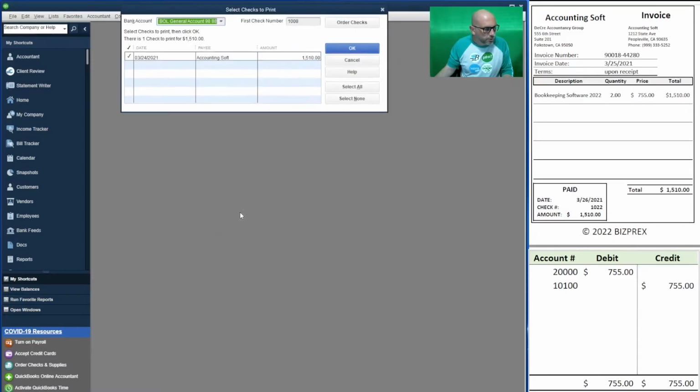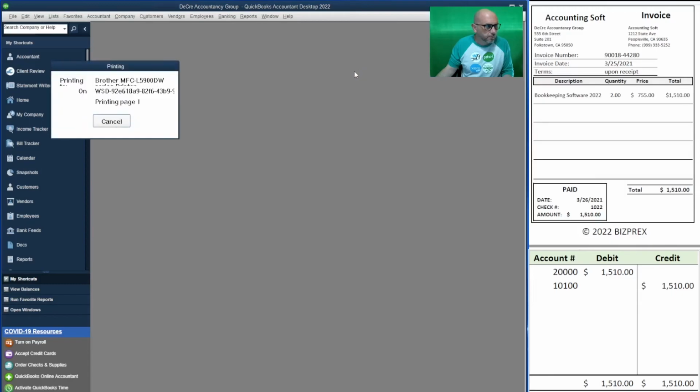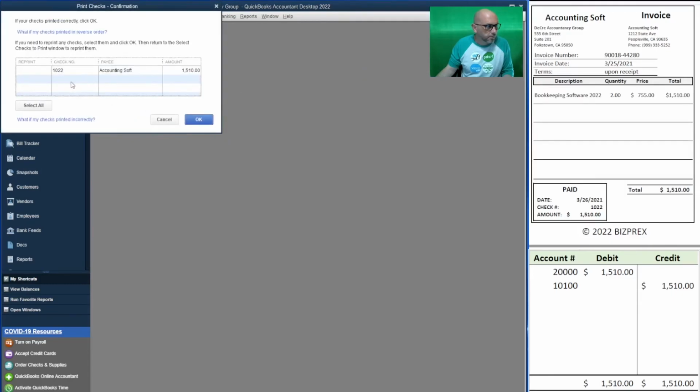Okay. Print checks. Just need to enter that correctly. 1022. Okay, so again, the only difference is the sequence because we got to print the check. But here it is. Once it prints, it will credit account 10,100 and debit accounts payable 20,000. Okay, so here it is. We can print it. Okay, the check printed correctly. We're good to go.